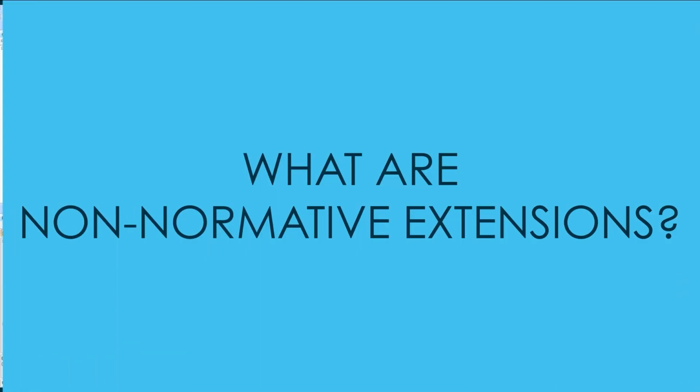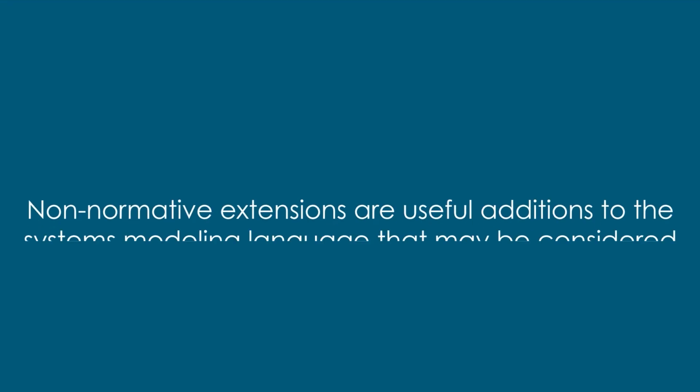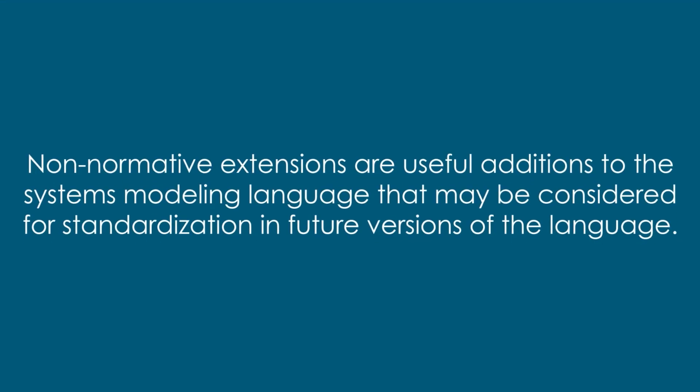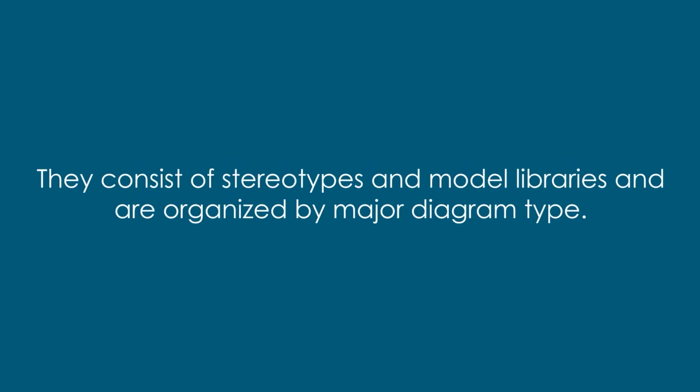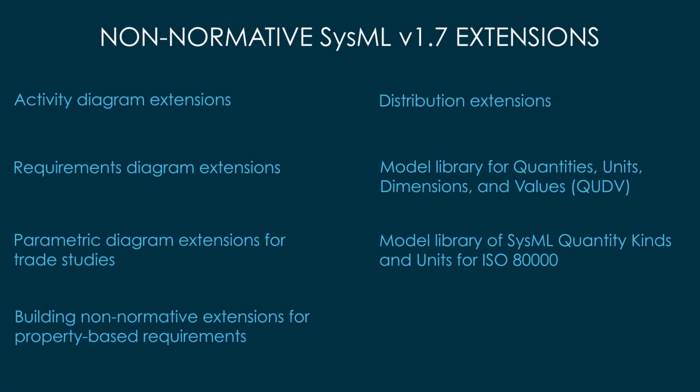But first, what are non-normative extensions? Non-normative extensions are useful additions to the system's modeling language that may be considered for standardization in the future and consist of stereotypes and model libraries that are organized by major diagram types, like activity diagrams and requirement diagrams. Here's a brief list of the ones available in the current SysML version 1.7 specification. But for today, we're going to focus on the requirement extensions.